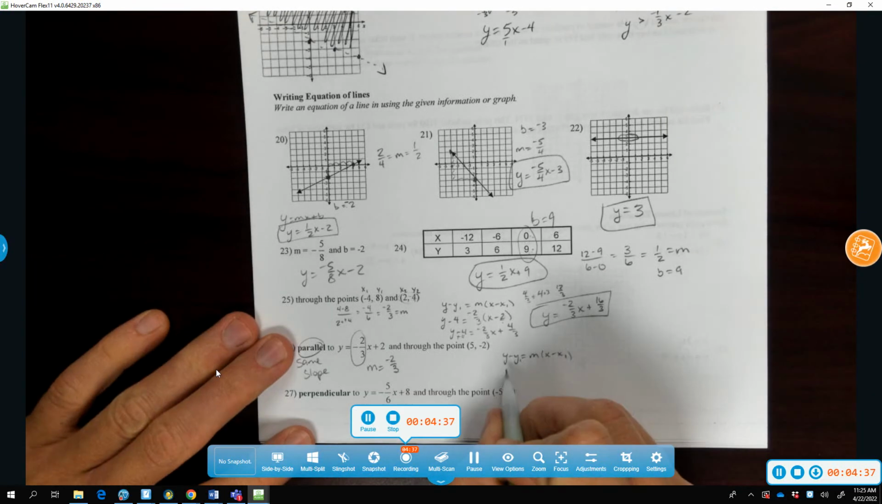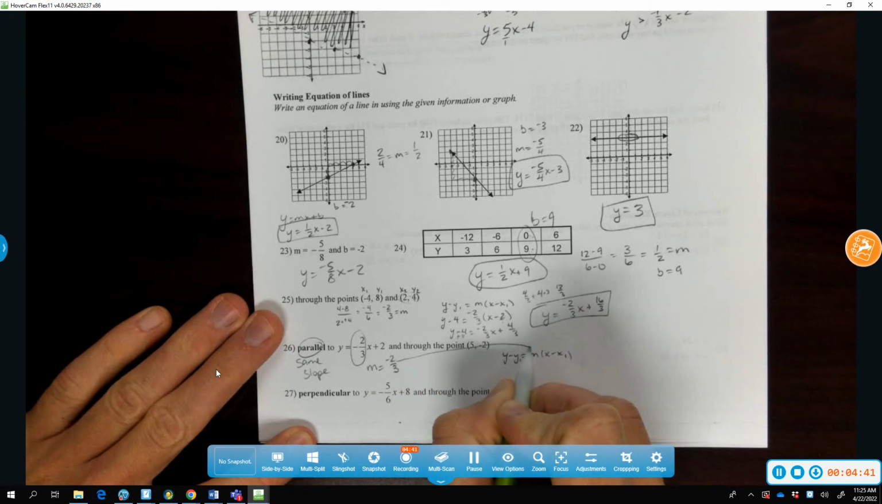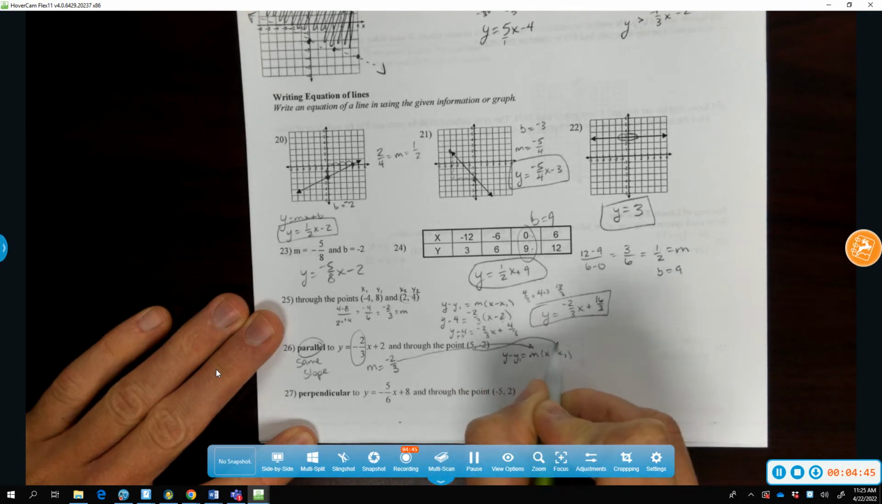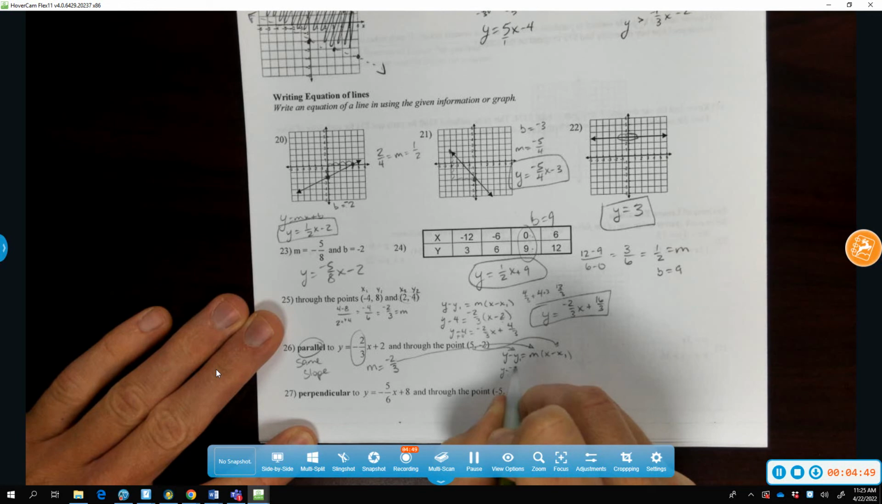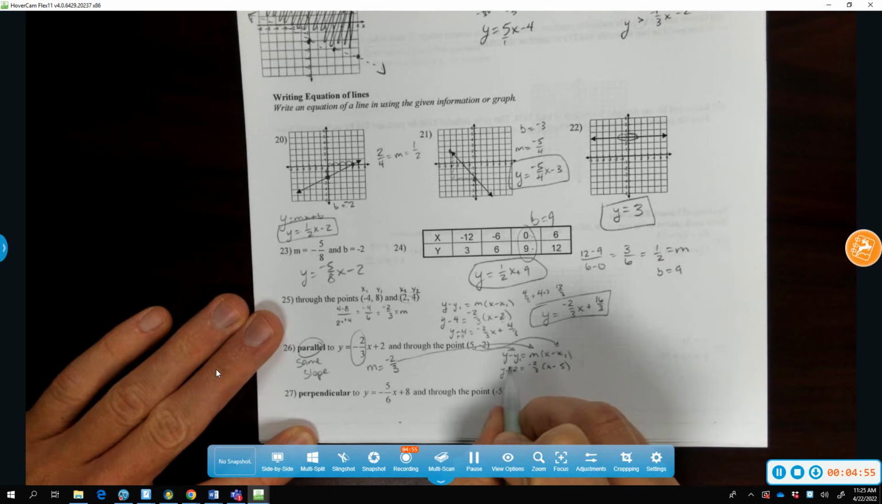All right, so we know y minus y1 is equal to m times x minus x1. We can plug in m right there. We can plug in our point. This is the x1 value, so 5 is going to go right there. This is the y1 value, so negative 2 is going right there. So we've got y minus negative 2 is equal to negative 2/3 times x minus 5.